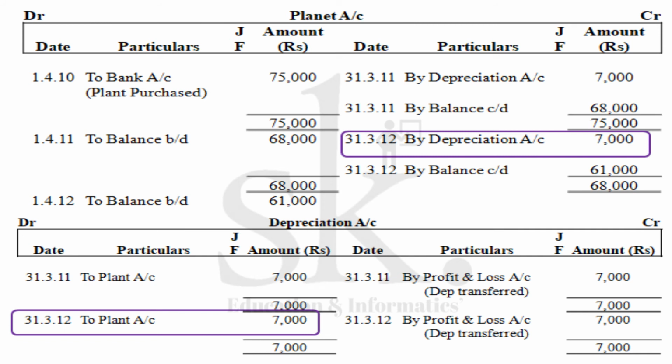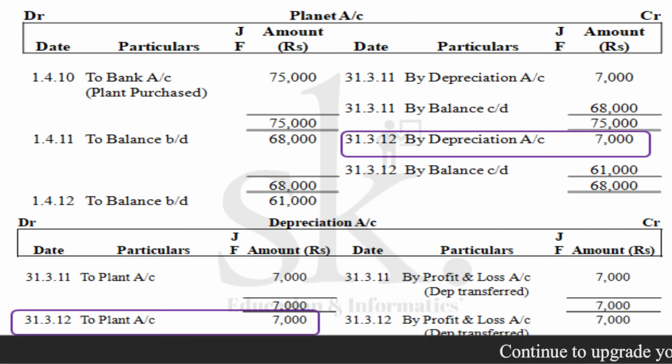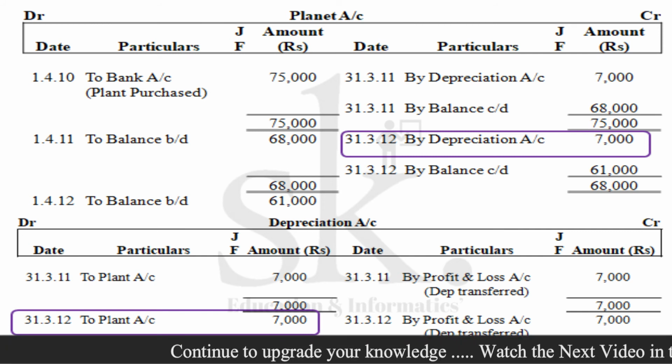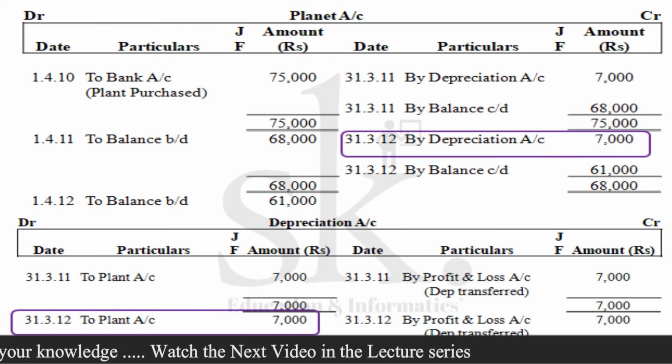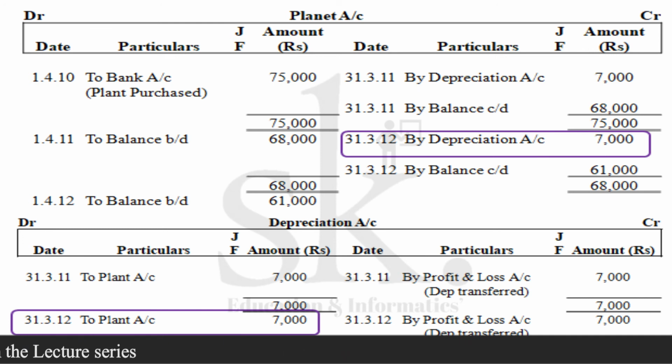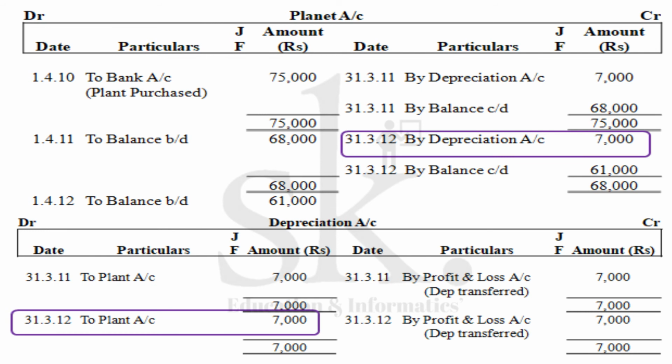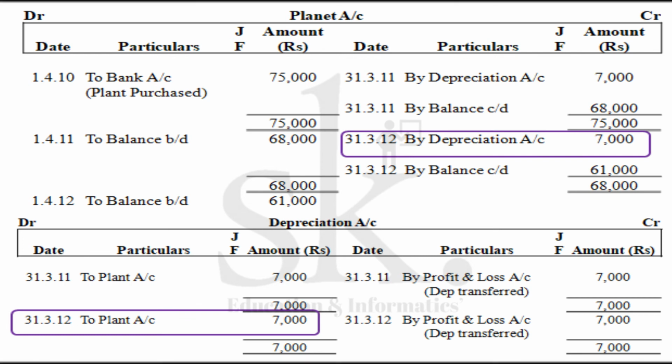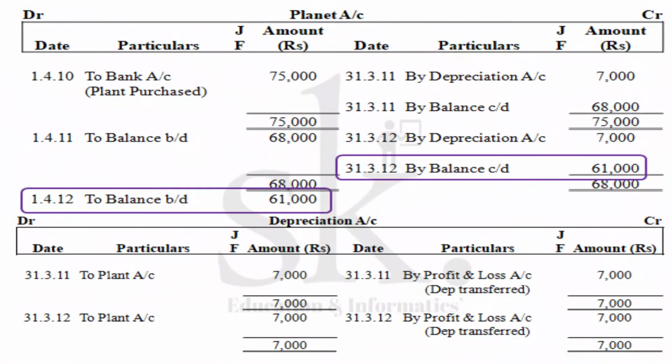A similar entry has been passed in the depreciation ledger account, "to plant account" 7,000, since the journal entry is depreciation account debit to plant account. Therefore, depreciation is recorded on the plant account credit side and plant has been recorded on the depreciation account debit side. Third, we don't have any sale in this particular year, so we can close the ledger account. So we close the plant ledger account where 68,000 is the balance on the debit side. We get a balance of 61,000 on the credit side.